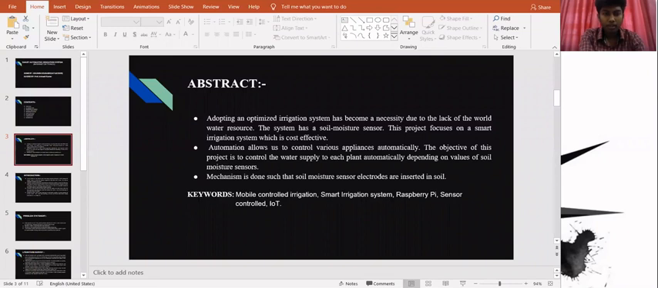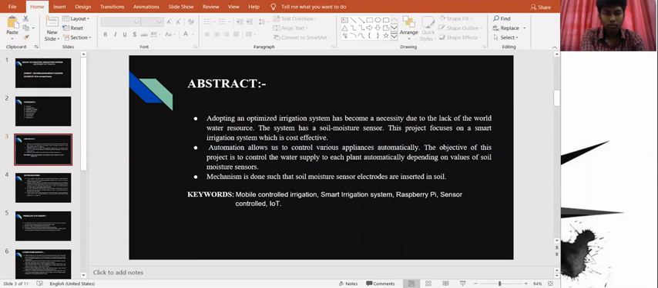In the abstract part, adopting an optimized irrigation system has become a necessity due to lack of world water resources, because sometimes due to farmer mistakes there's a loss of unwanted water, and also sometimes farmers make the wait too long to start the irrigation. So this project focuses on a smart automated irrigation system which is cost effective. Automation allows us to control various appliances automatically.